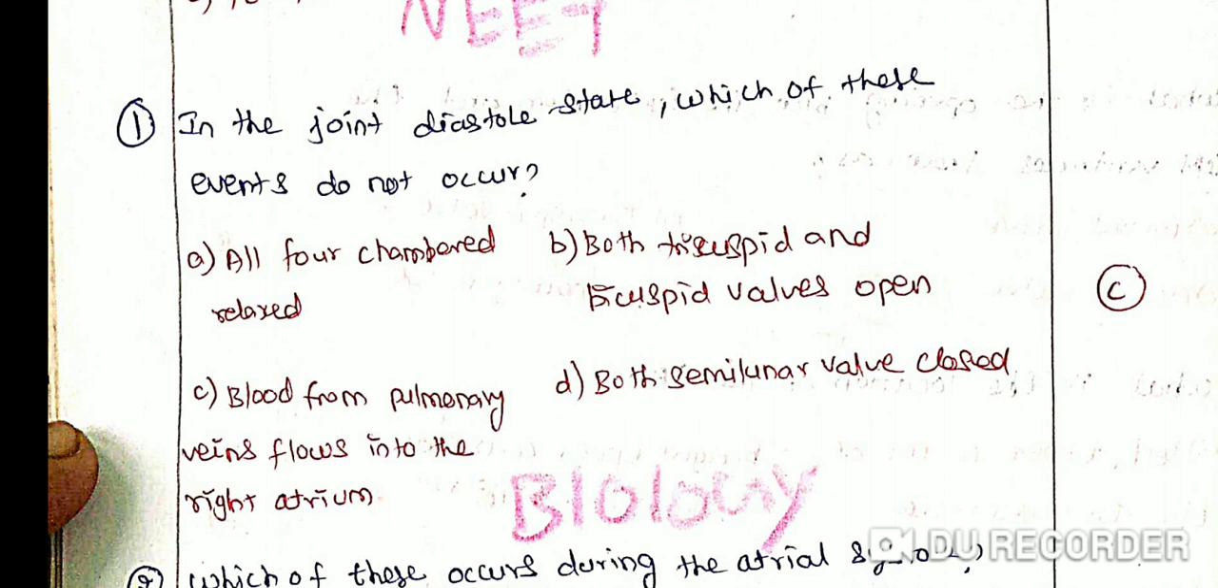The correct answer is option C, blood from pulmonary vein flows into the right atrium. In the joint diastole state, all four chambers of the heart are relaxed. The tricuspid and bicuspid valves are open when the semilunar valves are closed. Blood from pulmonary vein flows into the left ventricle.